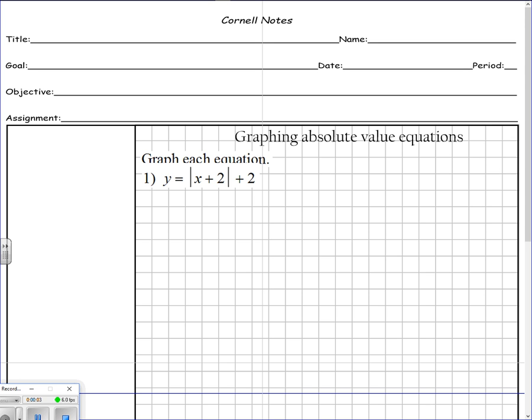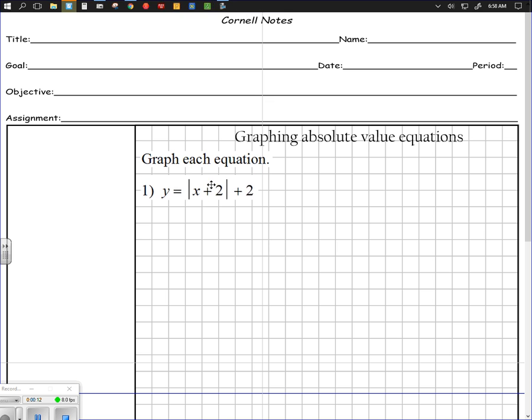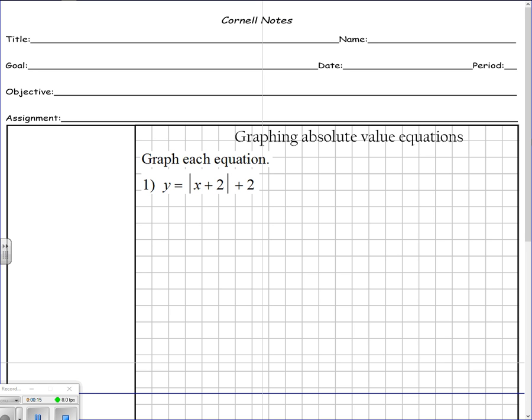Okay, in this video, I'm going to show you how to graph absolute value equations, linear equations, okay? So we're going to be using the equation y is equal to a absolute value of x minus h, and then plus k, okay? This equation will give you what they call a family of lines.